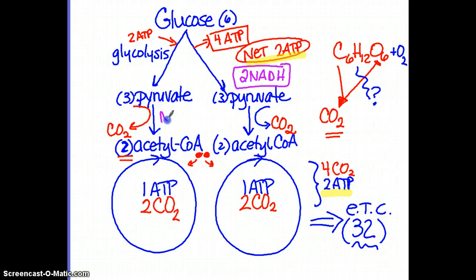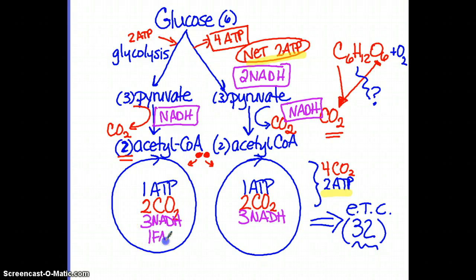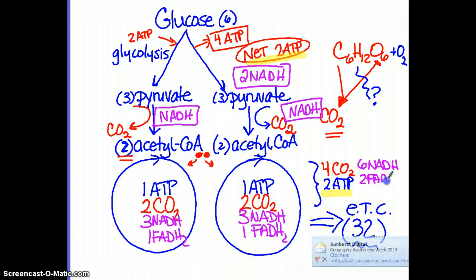Then we made an NADH for this pyruvate and an NADH for this pyruvate, so that's why we say we make 2 here. We said we made 6 here. We actually make 3 from one acetyl-CoA and 3 from the other acetyl-CoA. And then we also make 1 FADH2 and 1 FADH2. So this is where our totals are coming from: 6 NADHs and 2 FADH2s.